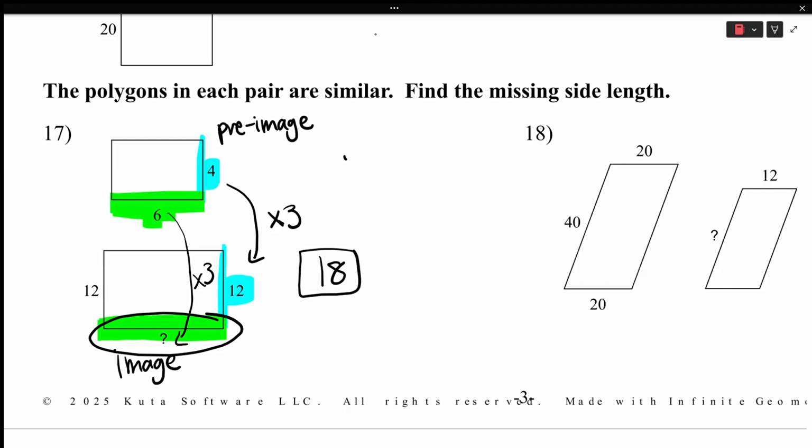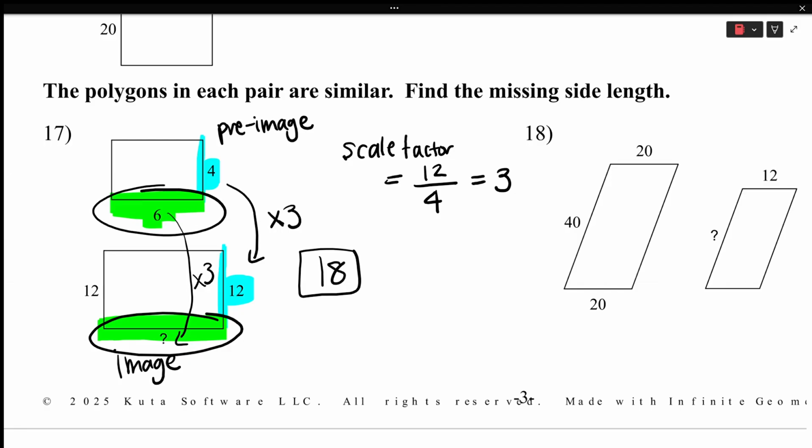If you want to solve it the same way you did in number 9, let's do it. Our scale factor is going to be the image over the pre-image. So I'm going to do 12 over 4, because 12 is the image, 4 is the pre-image. 12 divided by 4, that's 3. To find the missing side, I need to take this side and multiply by 3. So I'm doing 6 times 3 to get 18. That's how you show your work.